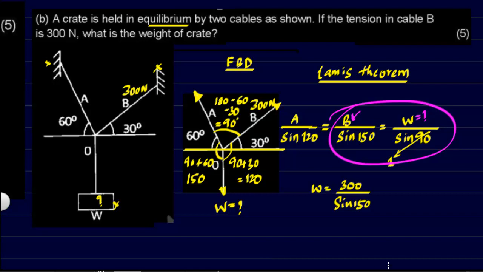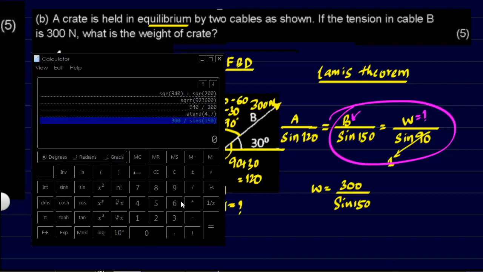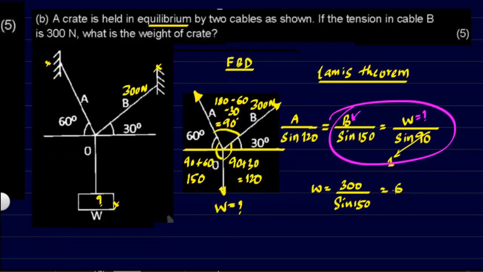Let's take up and solve it. So we have 300 divided by sine of this angle, 150. So we get 600. So the value of W is 600 newtons. So this is our answer.